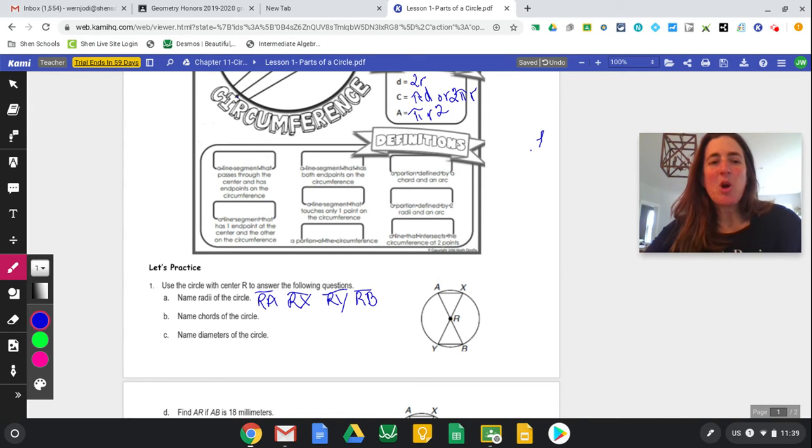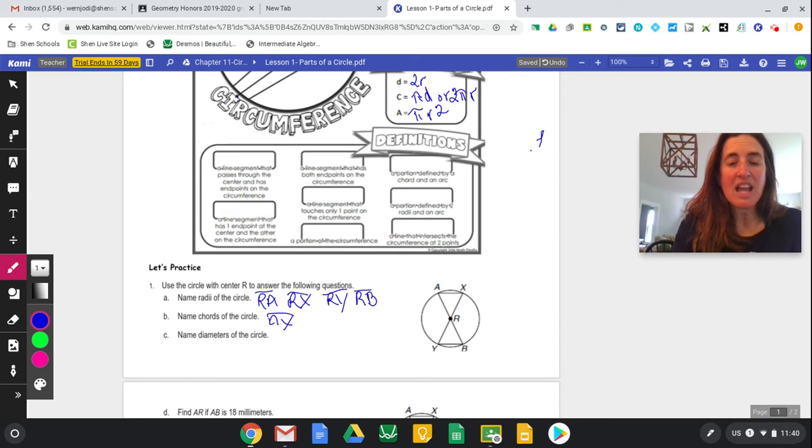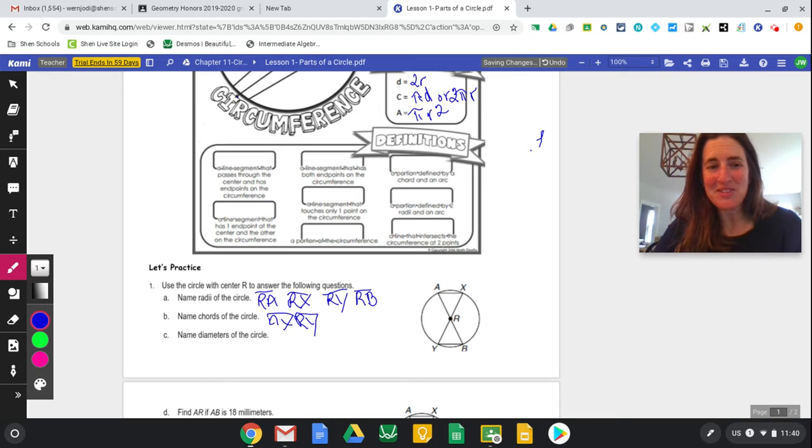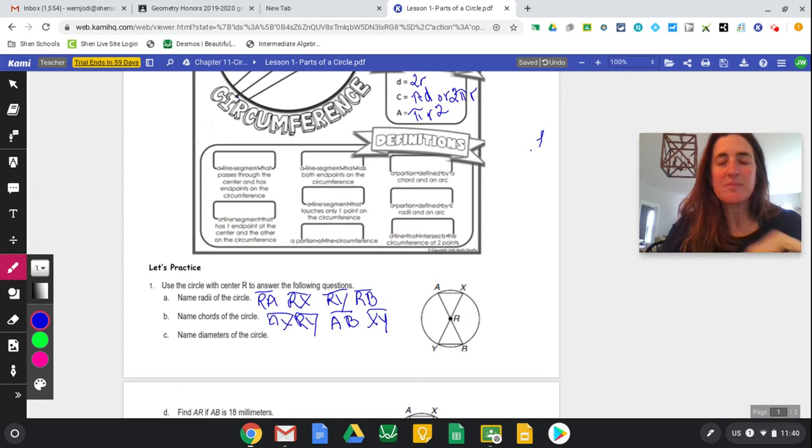Next question says, name the chords of the circle. Now the chords touch the circle on the circumference in 2 places. So for example, if you look up here, you have AX, that's a good example, and you also have RY. But did you know there are 2 fancy chords? Those are the diameters of the circle. So we could also include AB and XY as chords. Even diameters can be chords because they touch the circumference in 2 spots on the circle.